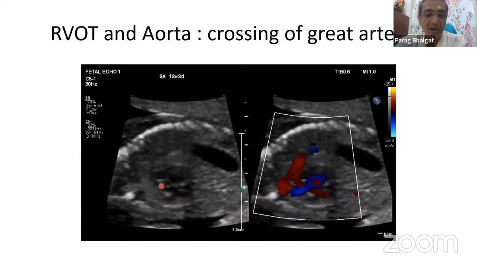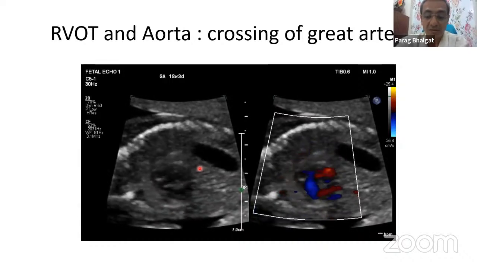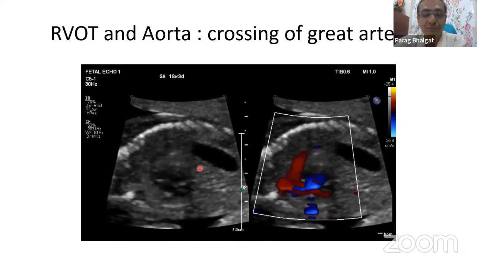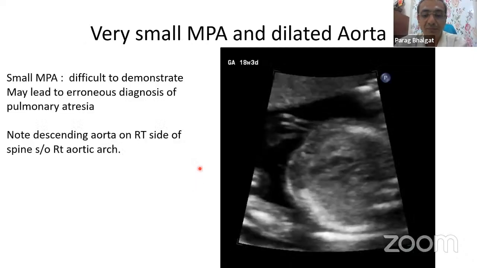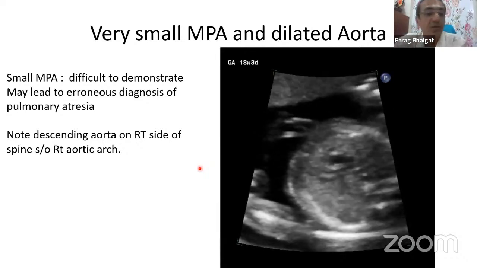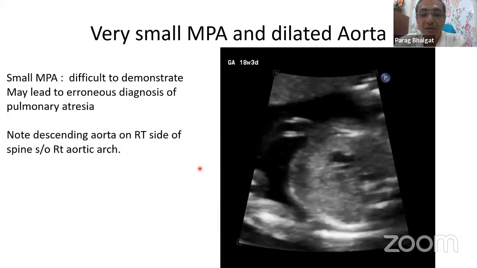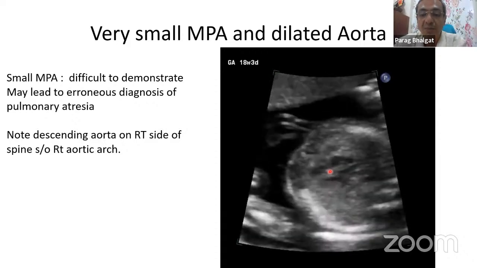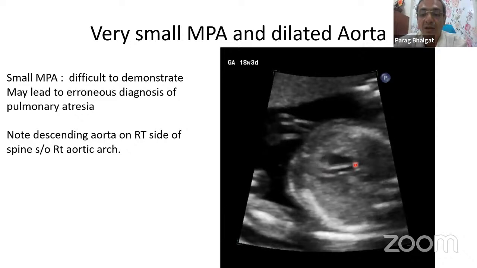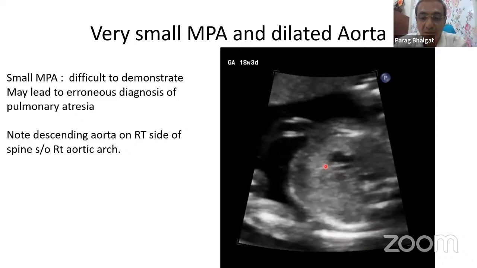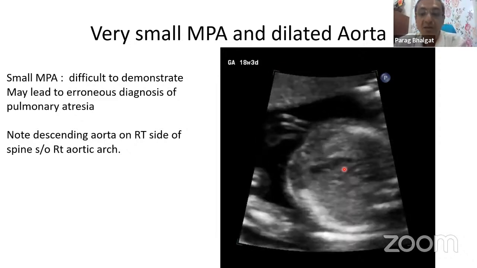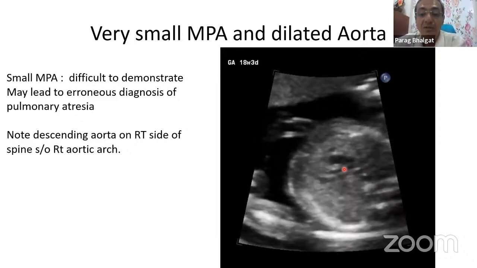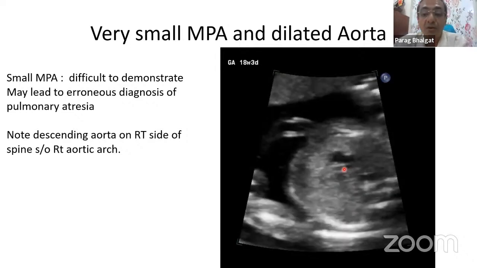Just notice that the size of MPA is small. Now, just to make my point, how the size of MPA can be small and difficult to show. This is the aorta and this is the MPA bifurcation: MPA, RPA, and left pulmonary artery. As compared to a routine heart, these are very small vessels. It is difficult to demonstrate these vessels, so it's important to look for them specifically and search for them.